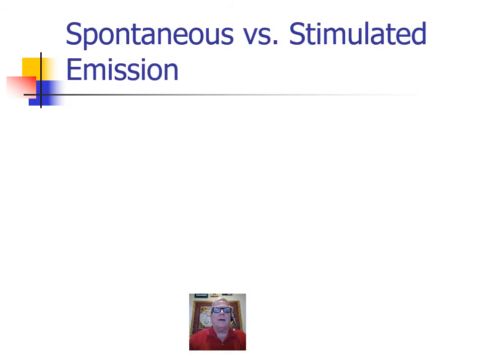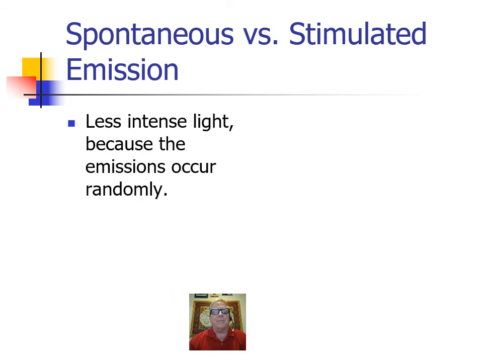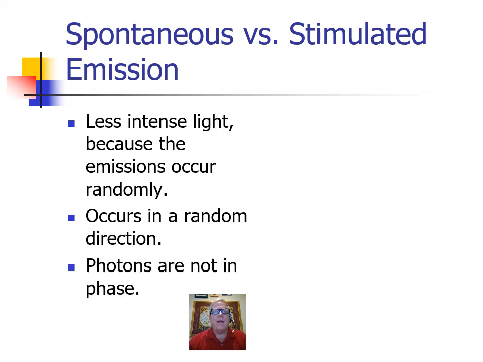So let's compare spontaneous and stimulated emission of radiation. Spontaneous emission happens at random times, and you can't cause it to happen, so it's a much less intense light. It also occurs in random directions, so all the light is not going in the same direction. And the photons are not in phase with each other.